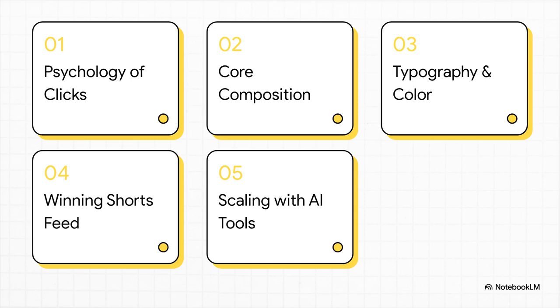So, to figure out how we actually win those 200 milliseconds, here is our roadmap for today. 1. The psychology of clicks. 2. Core composition and layout. 3. Typography and color rules. 4. Winning the shorts feed. And 5. Scaling with AI tools. Let's get right into it.